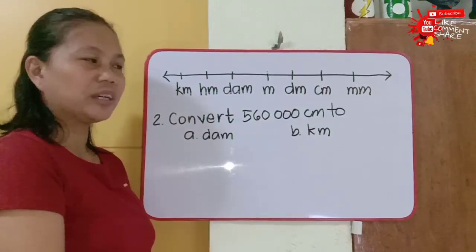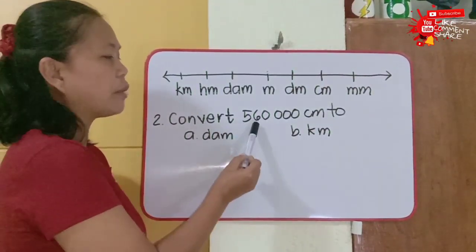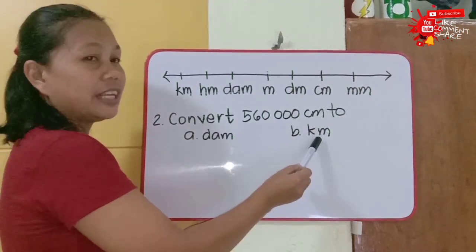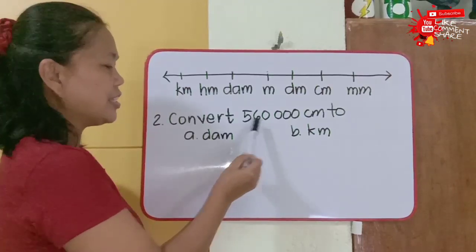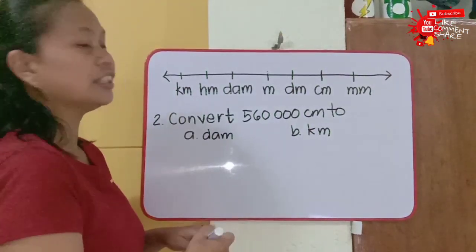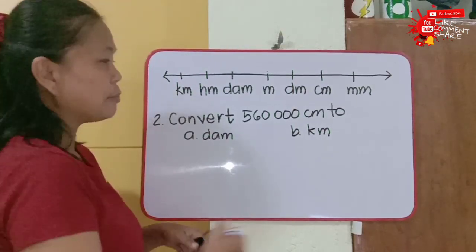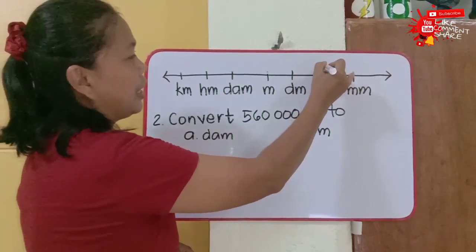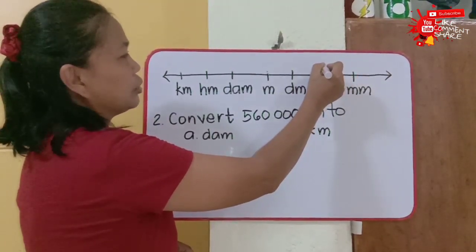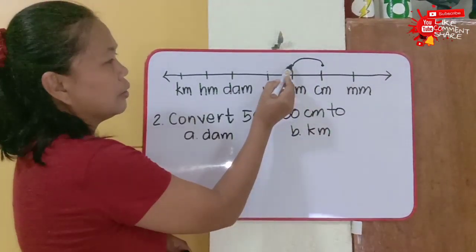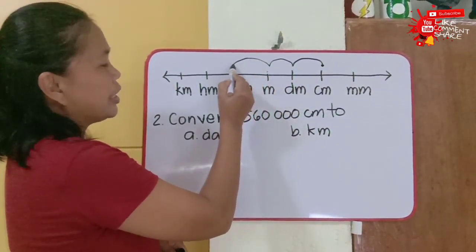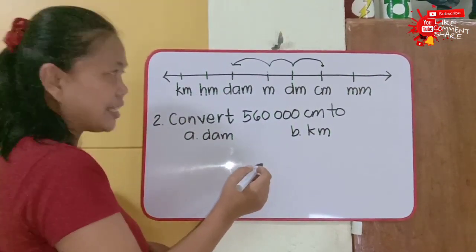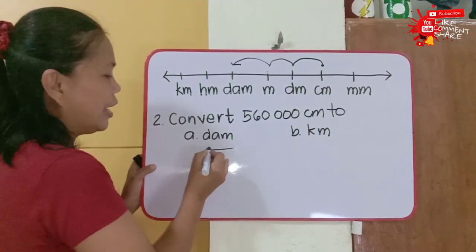Now let us have our second example. Let us convert 560,000 centimeters to decameters and kilometers. First, let us change this to decameters. We will count the number of movements of the decimal point from centimeter to decameter. This is the location of the unit centimeter going to decameter. So 1, 2, 3. We will stop here. So we have 3 decimal places and the direction is to the left.